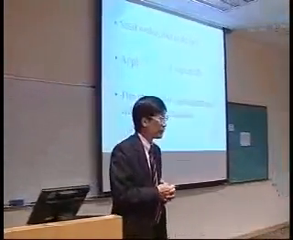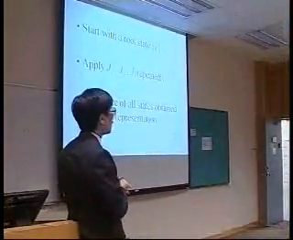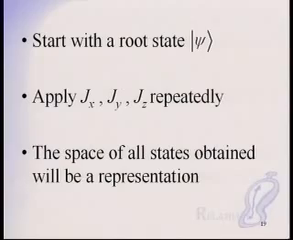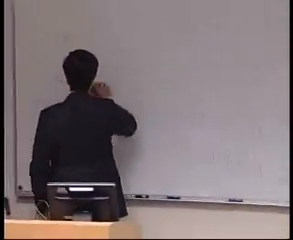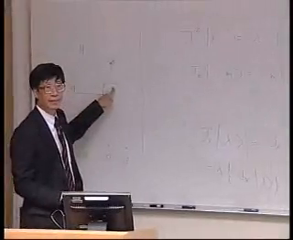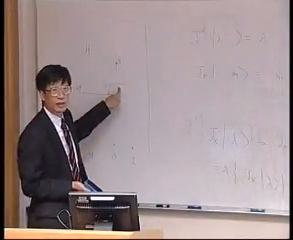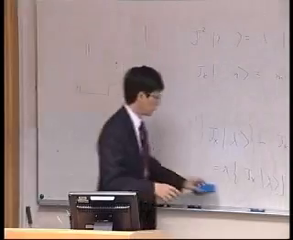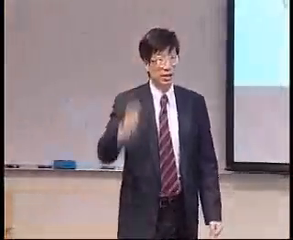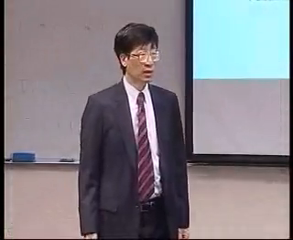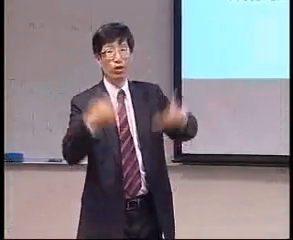So how do we do it? Well, the way to do it is always to start with a basic state, which is sometimes called a root state. Say, suppose you don't know what the others are. You only know there is this one. Okay? So that is the root state. If you know there is one state, a root state, then you keep applying the J's. And you may get new ones, right?